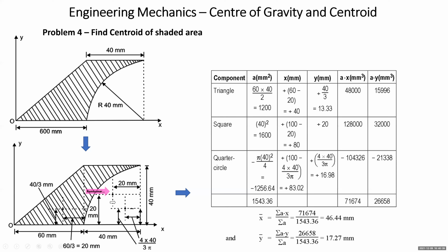This point is above the x-axis. This is the quarter circle, and this is the centroid of it. This point is right of the y-axis, so this is 100 minus 20 by 3. This point is above the x-axis. This is 100 plus 4r upon 3 pi. Again, I repeat for the quarter circle, students, I have marked the centroid here. This point is right of the y-axis, so the x coordinate is 100 minus 4r upon 3 pi. This point is above the x-axis, so the y coordinate is plus 4r upon 3 pi.